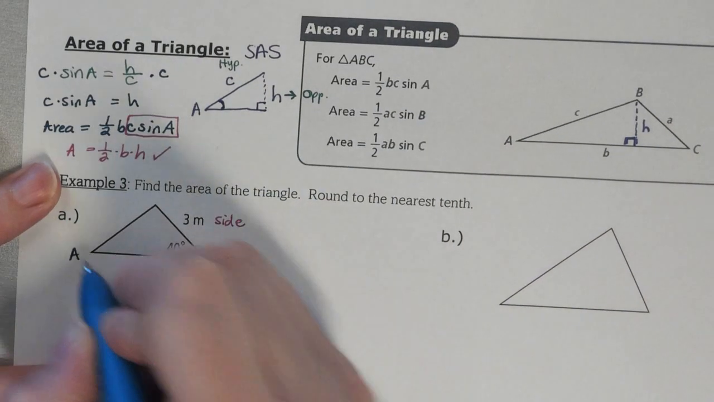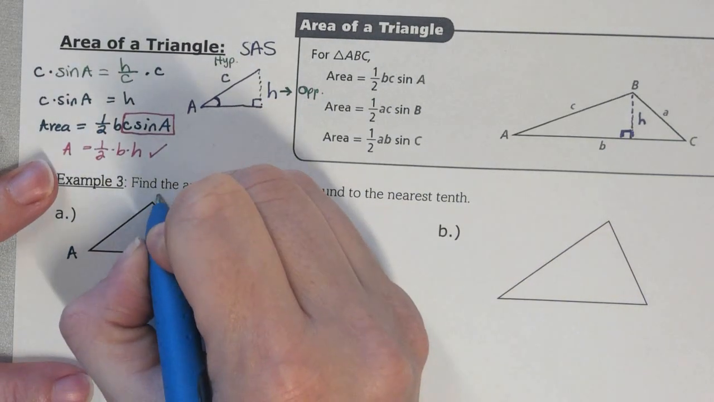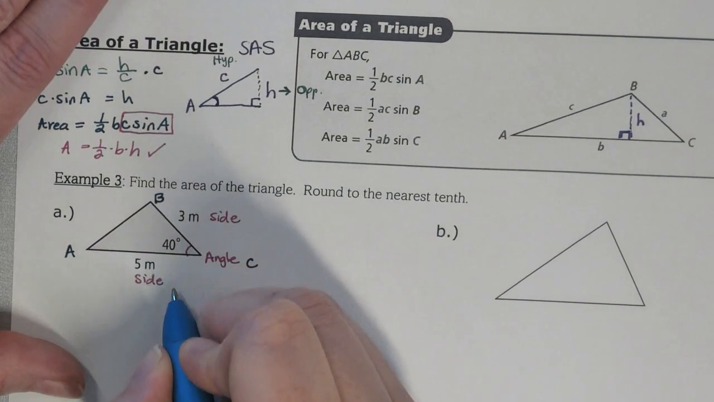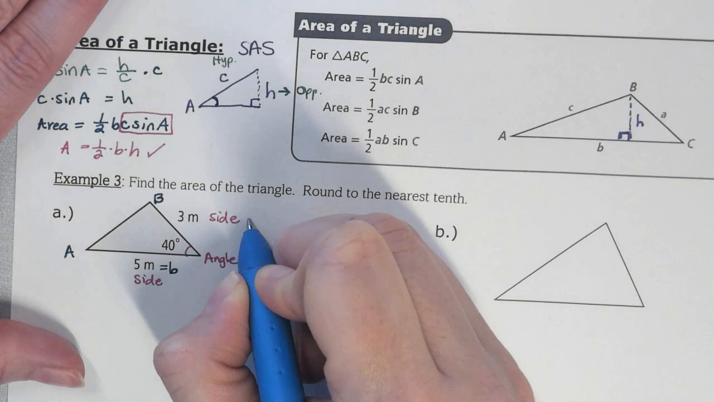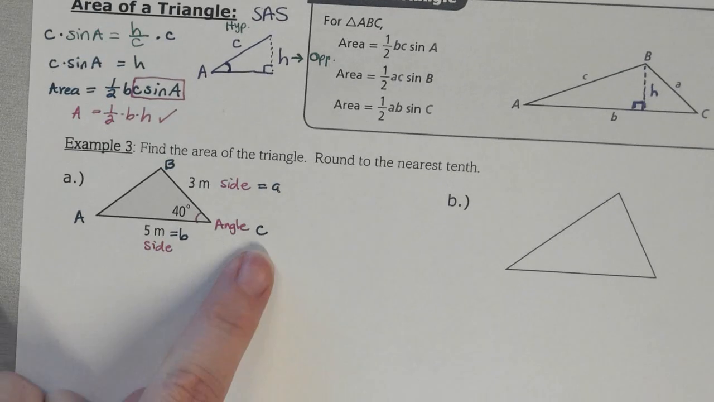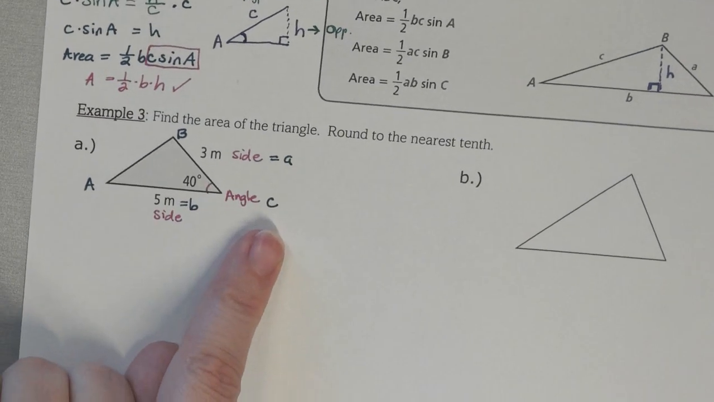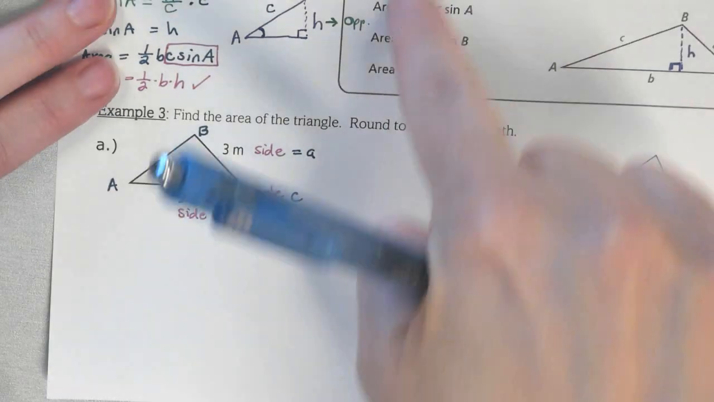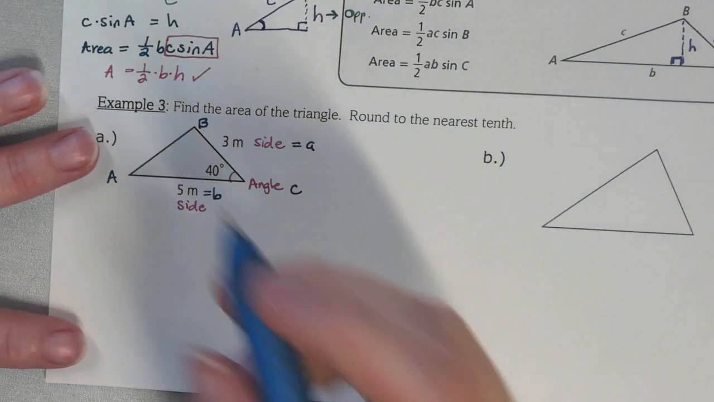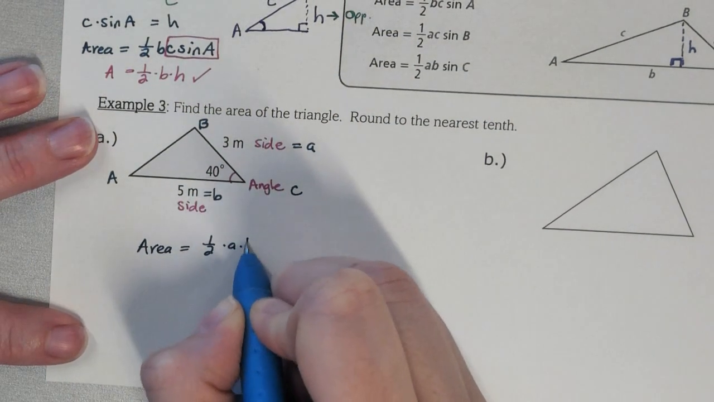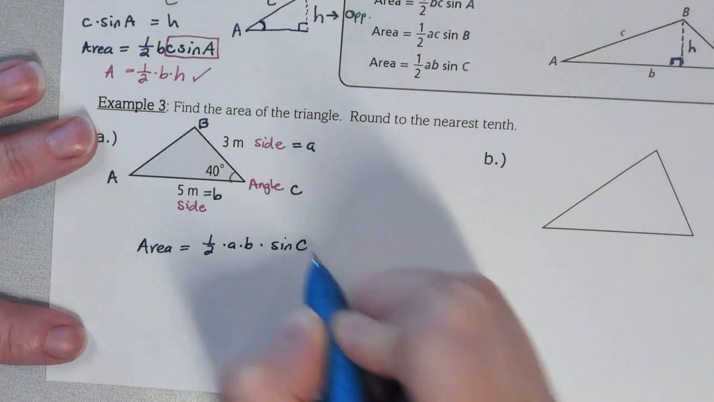Alright, so side angle side, you can label this whatever you want. But if we stick with our ABC, then this 5 becomes B, this side is A, and then we have angle C. So which one uses angle C? Which one of these has angle C in it? 1, 2, or 3? 3. So the area is 1/2 times AB times the sine of C.